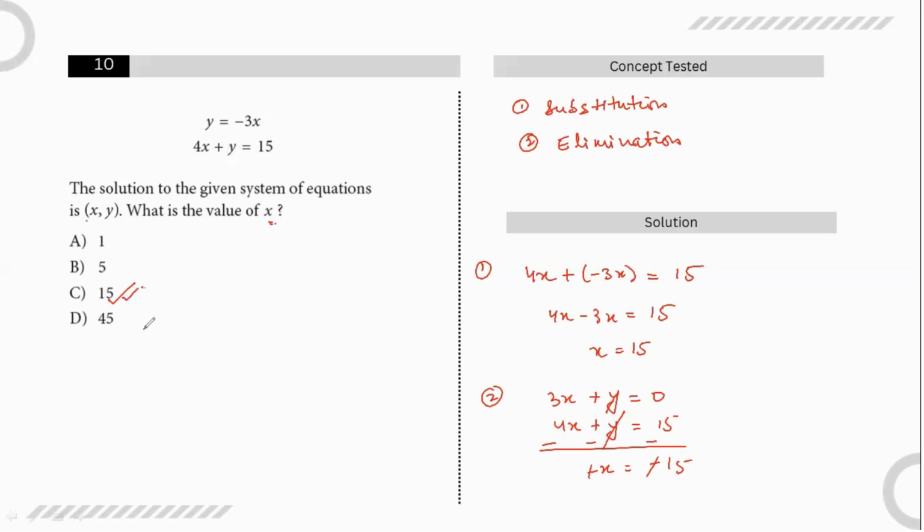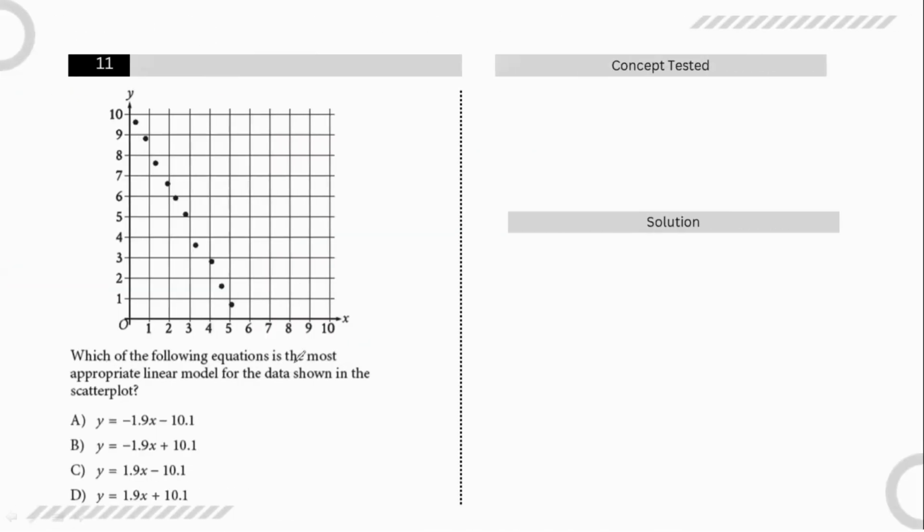You should know both. Obviously the time will be the same using both approaches, but just see which question requires which approach, be it a substitution or be it an elimination approach. Let's now start. Which equation is the most appropriate linear model for the data shown in the scatter plot?